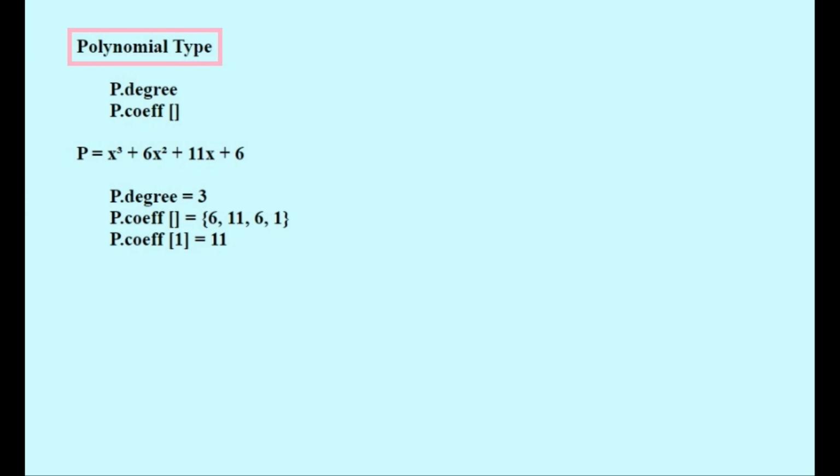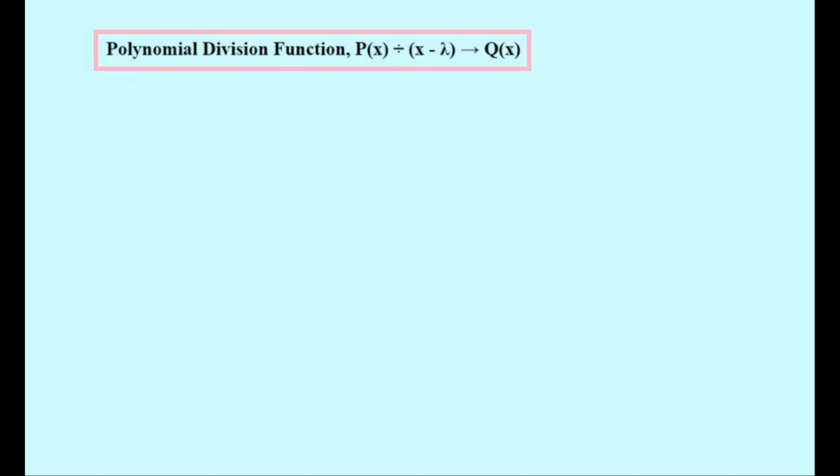And now it's time to define a polynomial type. It consists of two attributes: its degree, or what is the value of its highest power, and an array of all its coefficients. And so here is an example of a polynomial that we want to store in the computer. And so this is how it is stored. And this is an example of how to get the coefficient of x to the power of 1. So now it's time to write a computer function to find the quotient of these two polynomials.